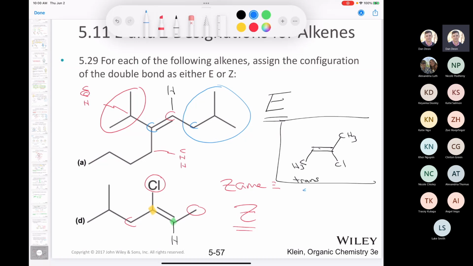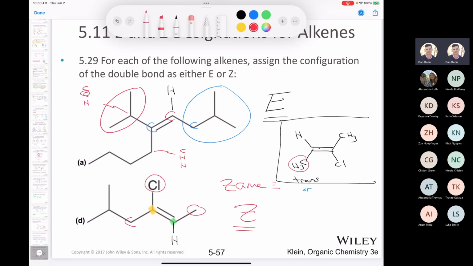Or if you look at what's attached to the two carbons, here you have a hydrogen. So the methyl is higher priority, and then you have a chlorine over here. So you could call it also a Z compound. So you can have compounds that are trans, and it could be Z, or the other way around. It could be cis and E. But we're not going to stress about that a whole lot. I'm either going to ask you, is it E or Z or cis or trans?